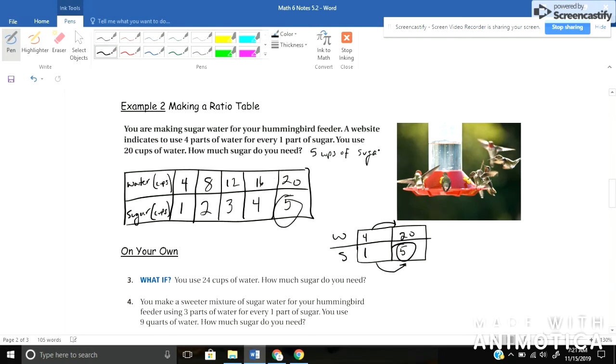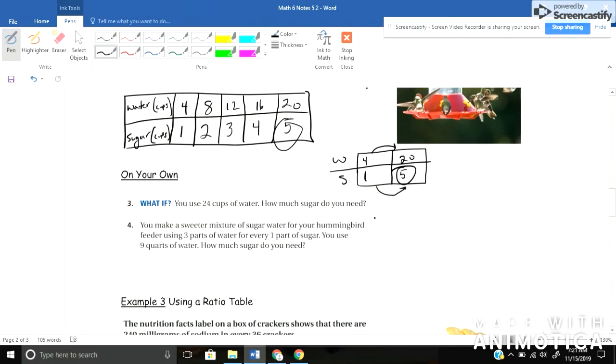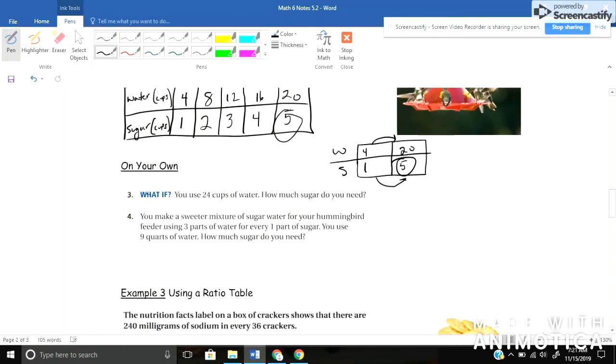I just want to let you know and remind you that either way will work if you do it the correct way. Go ahead and pause for the on your own 3 and 4. All right, for number 3, you should have come up with 6 cups. And number 4 is 3 quarts. Let me know if you have questions on those. Just for time's sake, I'm going to move on.